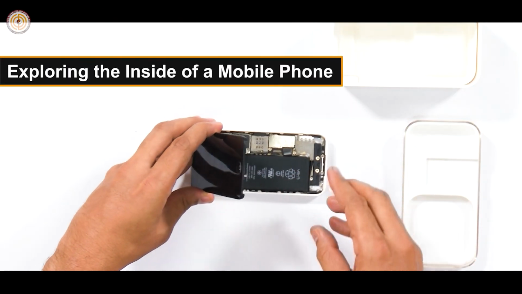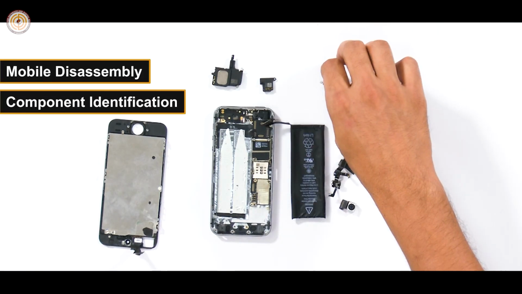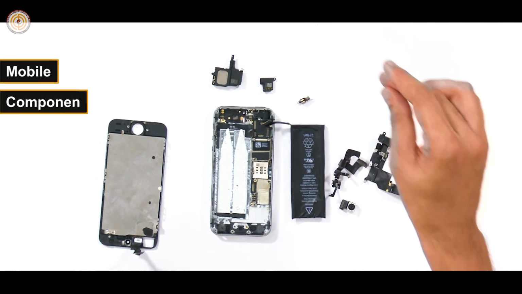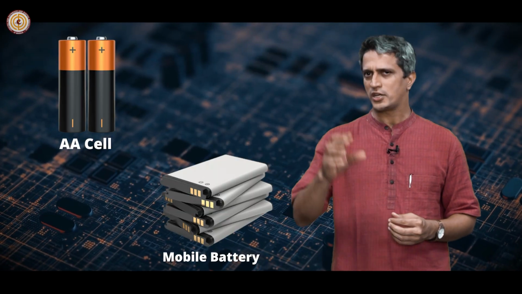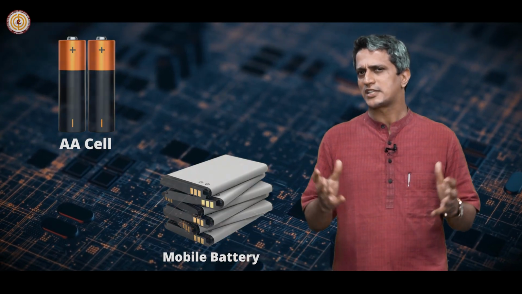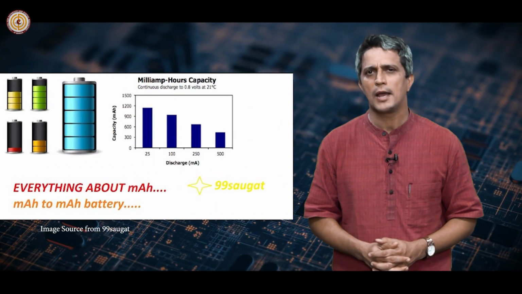We open up a mobile and we show you what is in there. And then we look at part by part and then we get into the heart or the life of this mobile, which is controlled by the battery. So when you talk about a battery, you always find a certain kind of rating numbers written out there. Whether it's a small AA cell or it's a mobile battery, it's all very similarly rated in terms of some milliamp hours. Now what is this milliamp hour? Why did they choose milliamp hour as a rating for a battery?